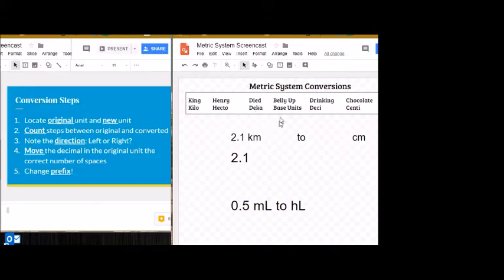1, 2, 3, 4, 5 steps. We want to note the direction that we moved. Do we go left or do we go right? In this case, we went to the right. So we went 5 steps to the right.